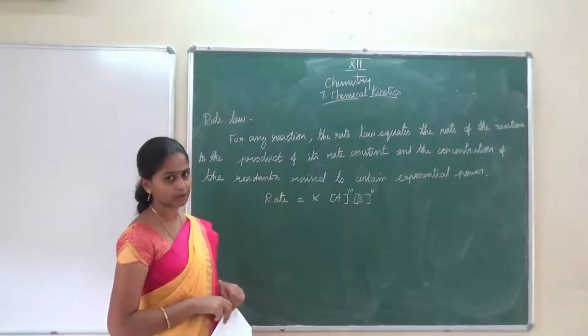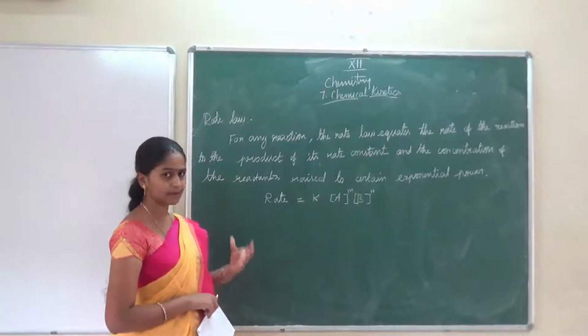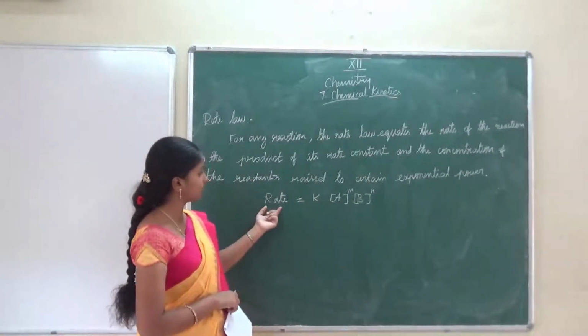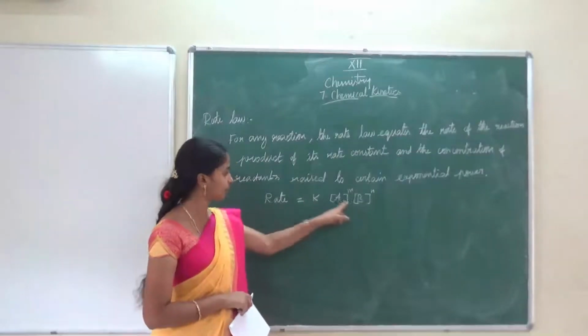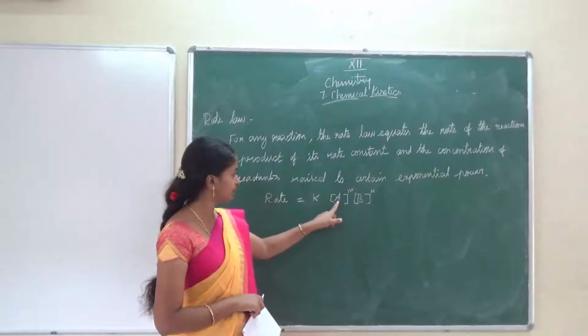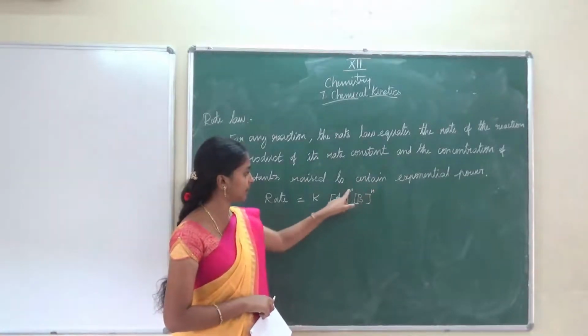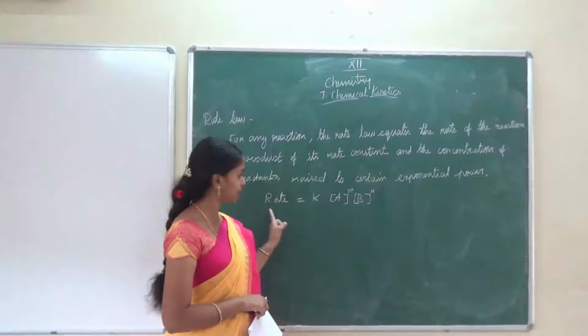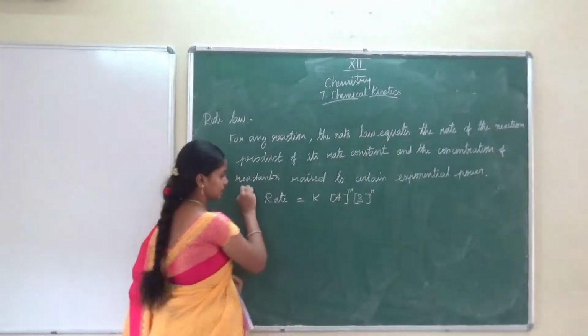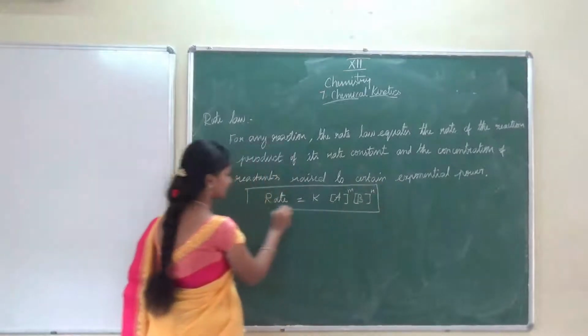Two more important questions. So what is rate law? Rate law equates the rate of the reaction to the product of the rate constant and the concentration of the reactants, which are raised to certain exponential powers. This is called rate law. You must write this equation.